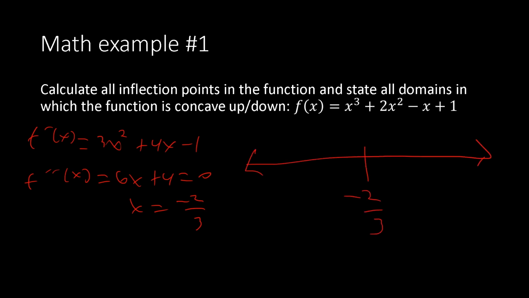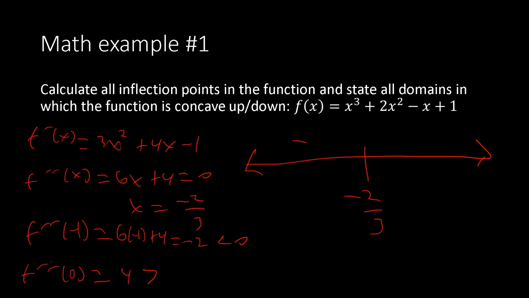So we want to figure out if anything less than -2/3 is concave up or concave down. So I'm going to plug in -1, which is less than -2/3. And this is going to be -2, which is less than 0. So here we have a negative second derivative. And on the right side, I'm going to just plug in 0. This is going to be 4, which is greater than 0. So this is positive. So this means that in this area, we're going to have concave down, and in this area, we're going to have concave up.